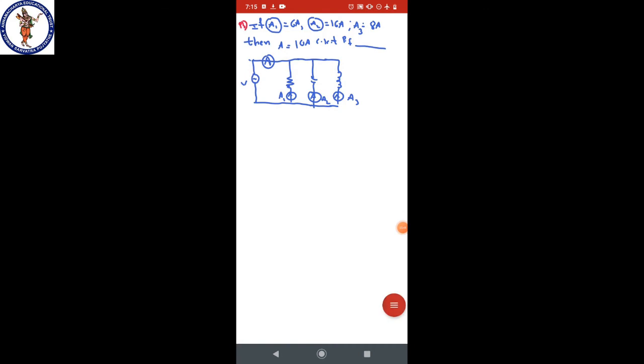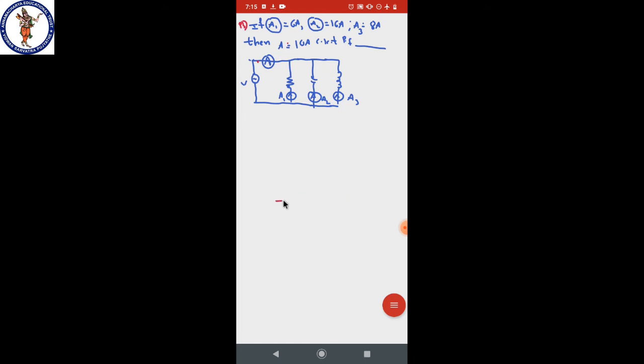Okay, now for problem number 2, 1C. If A1, the resistor current, reads 6 amperes, A2 reads 16 amperes, A3 reads 8 amperes, and A reads 10 amperes, find the circuit power factor. He has told everything, what A1, A2, A3 read. We only need to find the circuit power factor. Okay, 1C, I will go for the phasor diagram for this circuit.